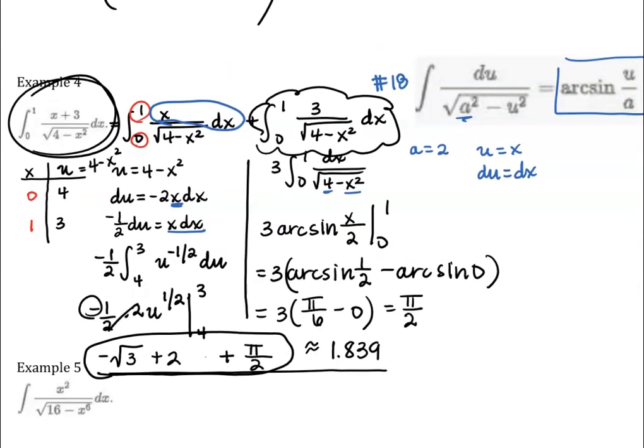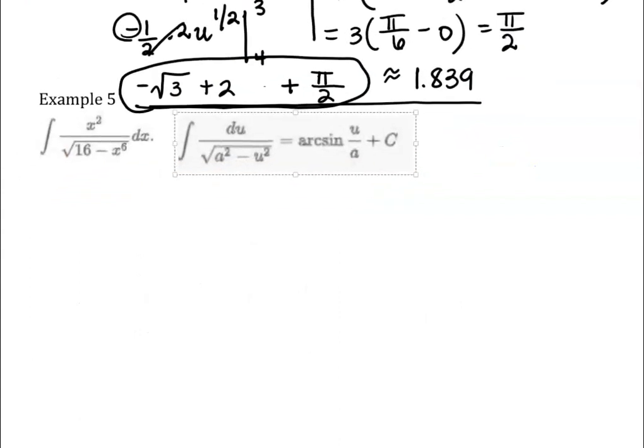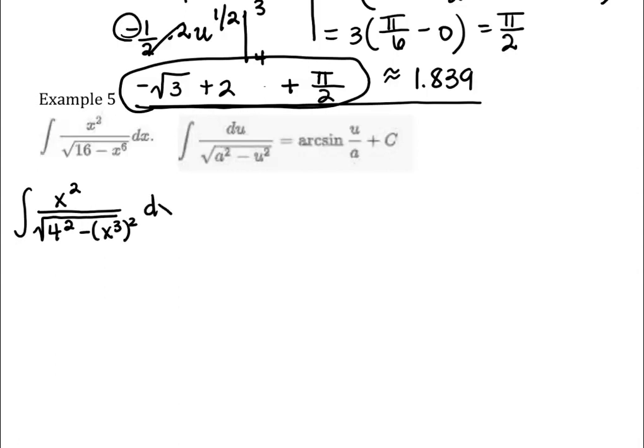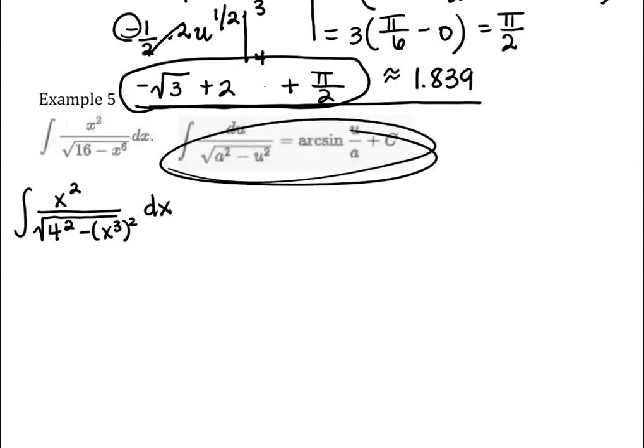Okay. So for example 5, I have the same rule number 19 posted here again. And I know that it doesn't necessarily look like it's going to be that rule because we have that x squared showing up in the numerator. But what you should be thinking when you see this is, you see this 16 minus x to the 6th. We know we can rewrite x to the 6th as something squared. So in other words, I'm saying I could rewrite this integral as x squared over the square root of 4 squared minus x cubed squared. And the only reason I'm doing this now is to explain why you should even be thinking about this rule.